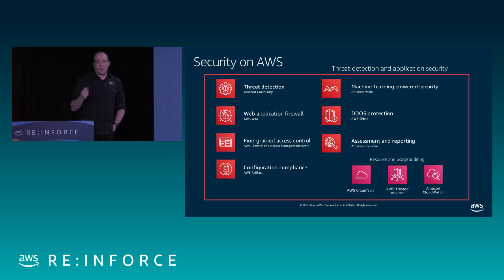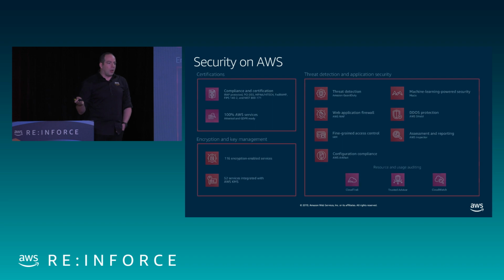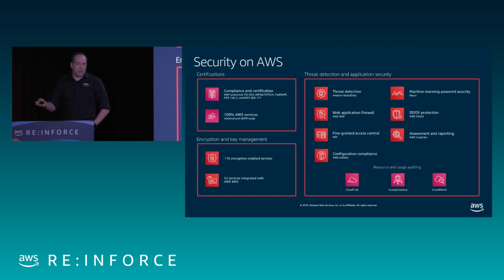But more than that, from web application firewalls to denial of service protection, as well as the services on the bottom that allow you to log, audit, and monitor your traffic, we have a lot of services that can contribute to the overall security posture of applications that you run. So overall, what we're getting at here is you've got a ton of services. AWS has a lot of services that can help.